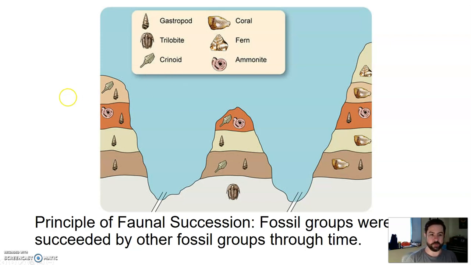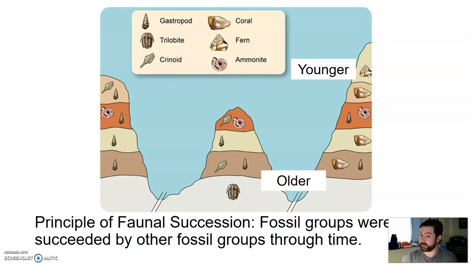For instance, we won't find trilobite fossils mixed in with coral fossils. These are going to be different layers. So throughout Earth's history, different organisms which died to create fossils will be found in a particular order. So typically, older ones are at the bottom, the younger fossils are at the top. So those are the 6 principles of stratigraphy.